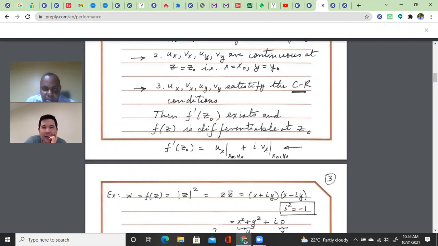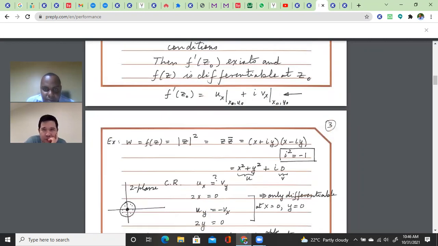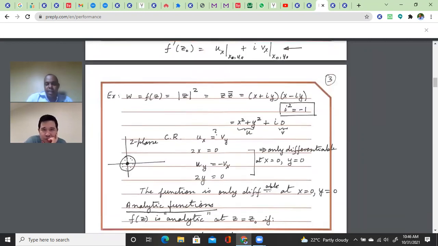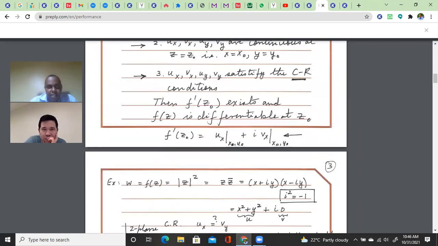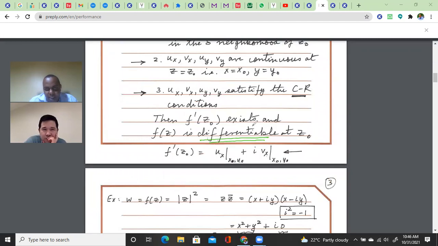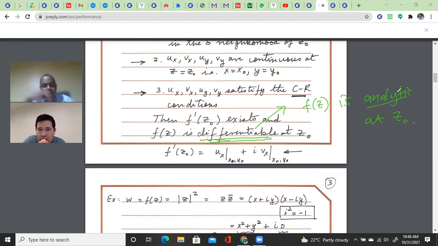Then f prime of z naught must exist, and f of z is differentiable at z naught. In another word, I could write f of z is analytic at z naught. The word differentiable and the word analytic mean the same thing. So he's just talking about analytic functions, Cauchy-Riemann conditions.